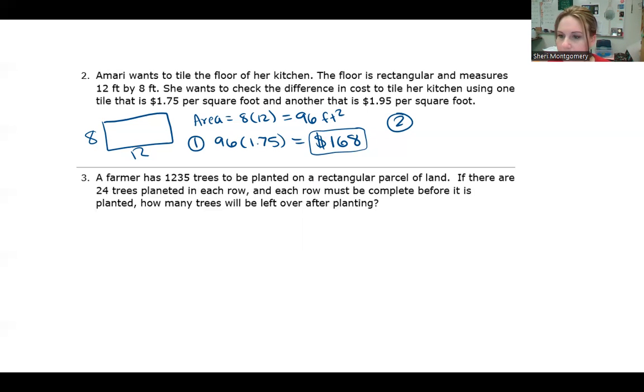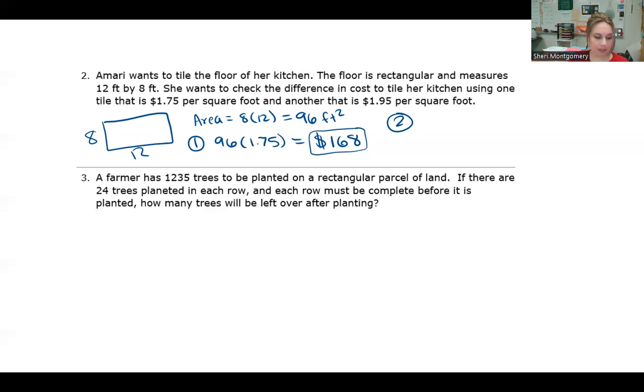Okie dokie. Does anybody have an answer? Did anybody come up with anything? Okay, 51 is what? Okay, so you think there can be 51 rows. How'd you figure that out? So it's asking you, you've got 1,235 trees and we have to plant them in rows of 24. So it's like how many rows of 24 could go into 1235?